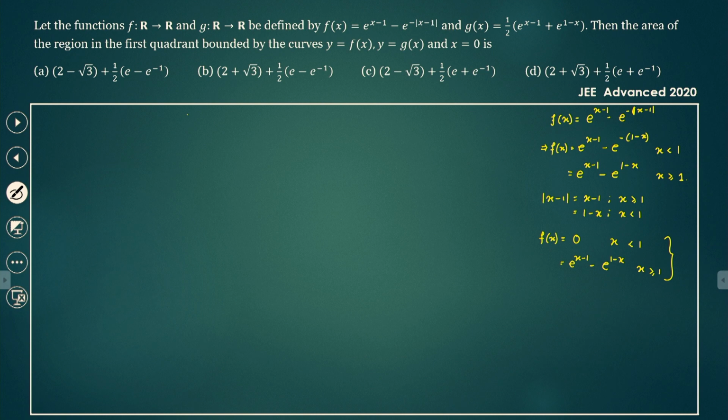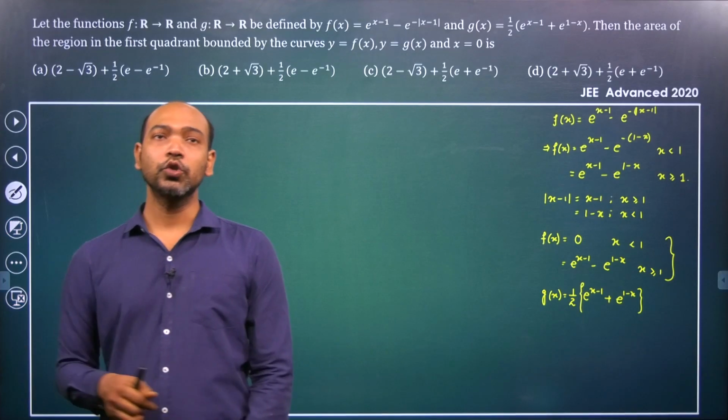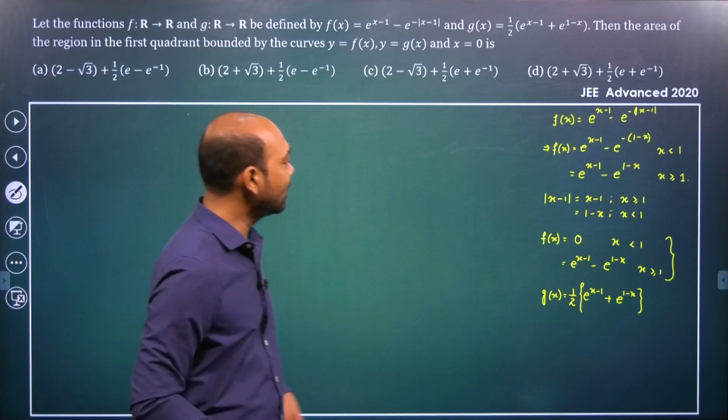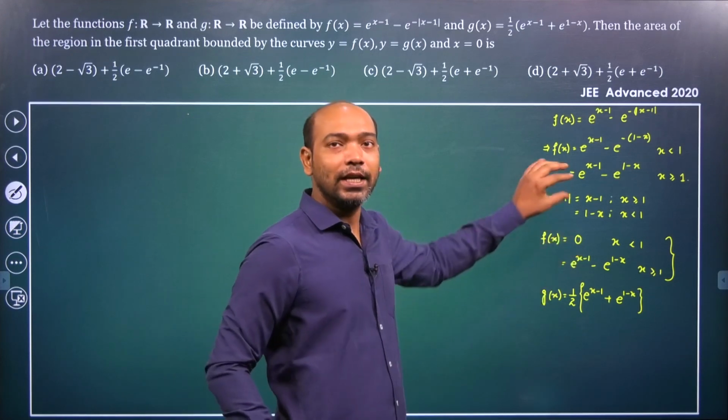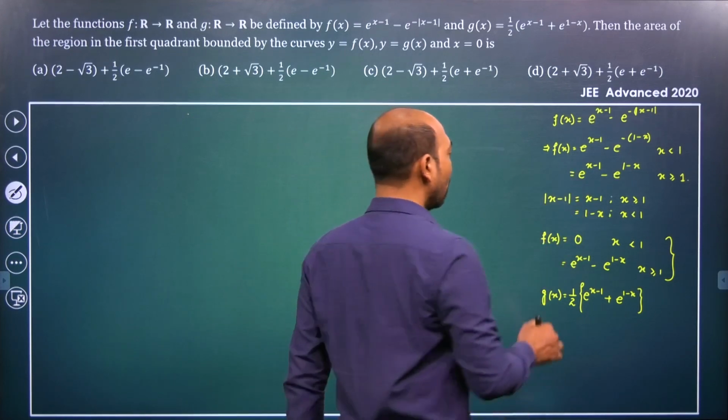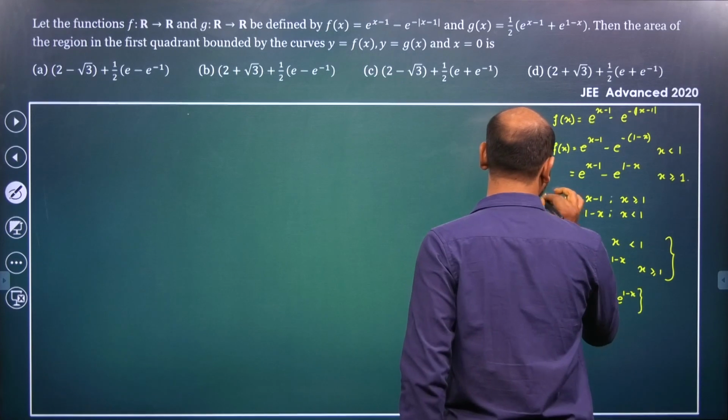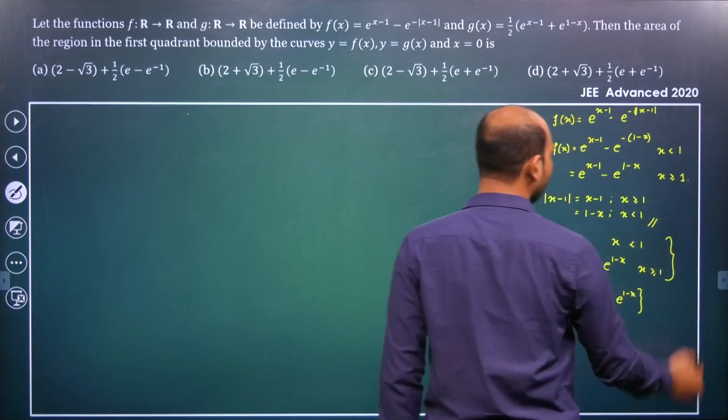Now the function g(x): let us consider the function g(x) is equal to 1 by 2 times the sum of the same functions, so e to the power x minus 1 plus e to the power 1 minus x. And this holds over the whole interval. So we are able to rewrite and understand the function using the definition of mod of x minus 1. So this is actually very easy.